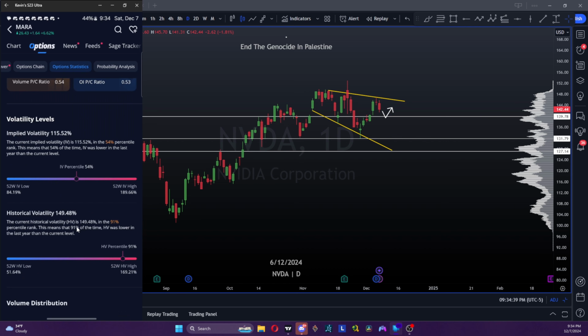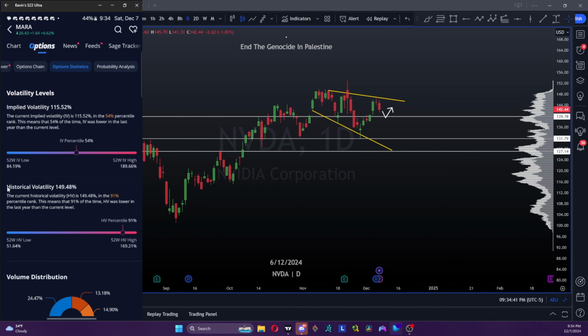And the great thing is it also shows the historical volatility. So you could see the HV percentile we're in right now is so much higher than what Mara has been, right? The lowest was 51%. We're at 149, which is close to the 52-week high.